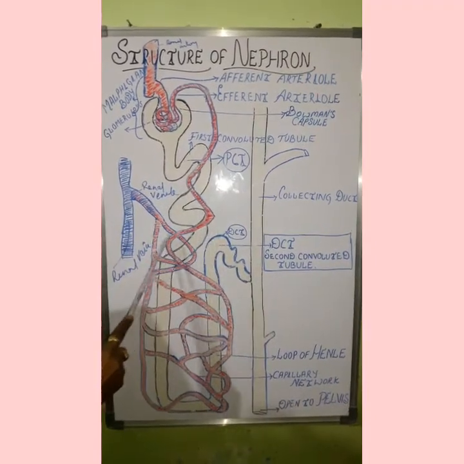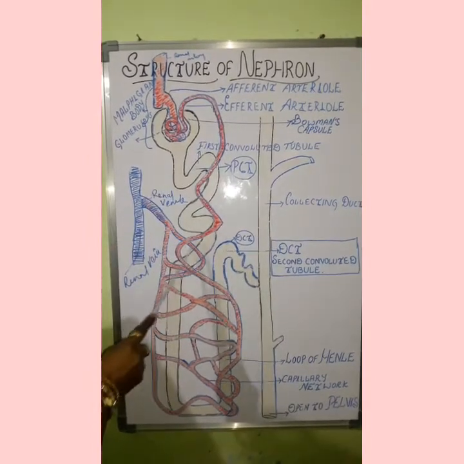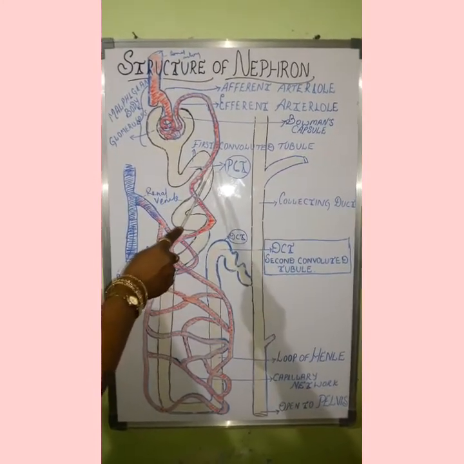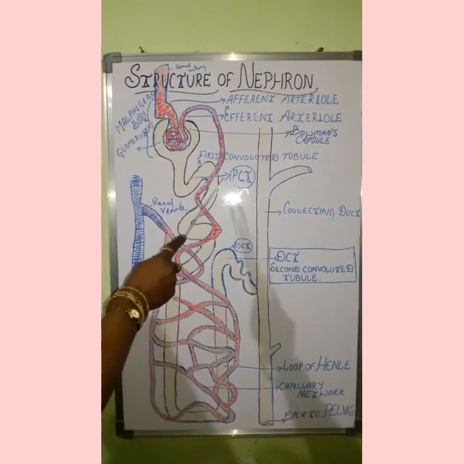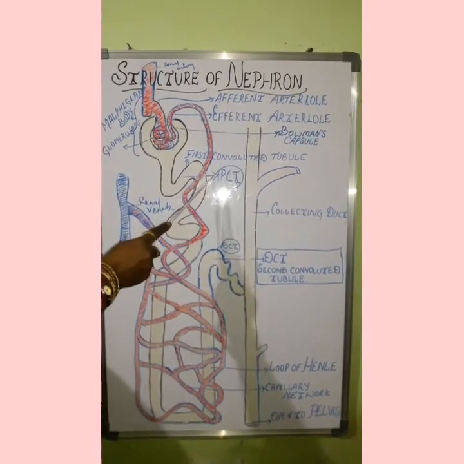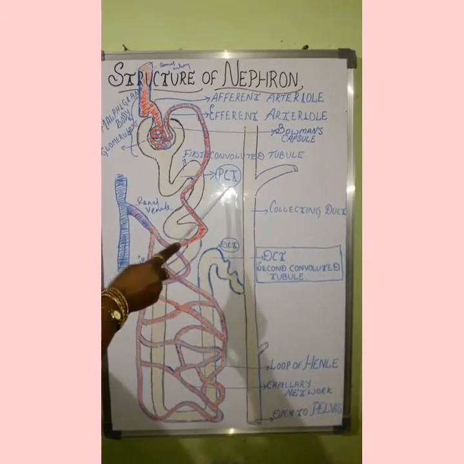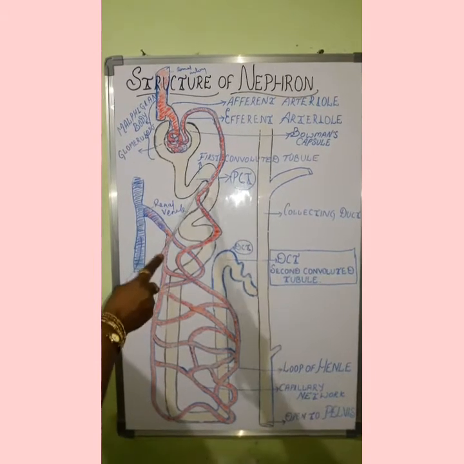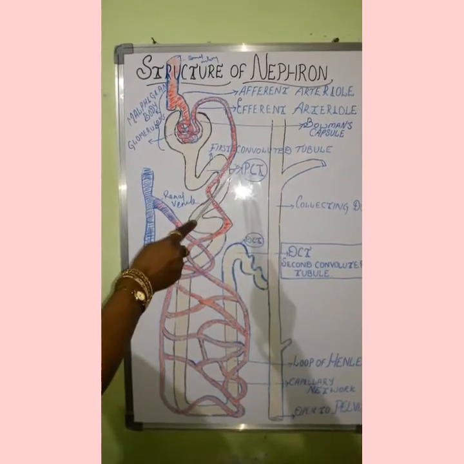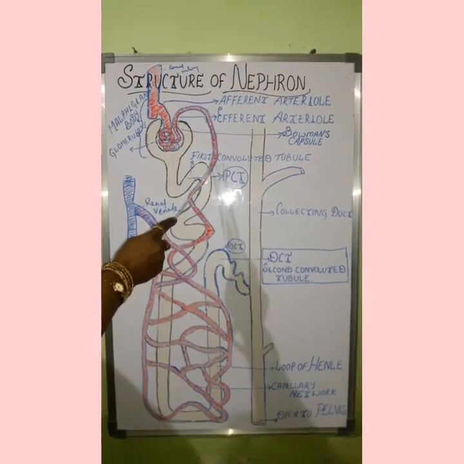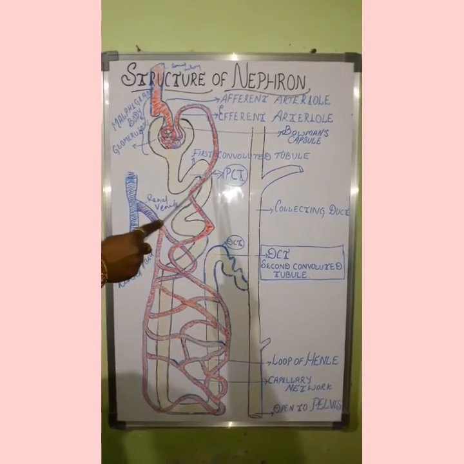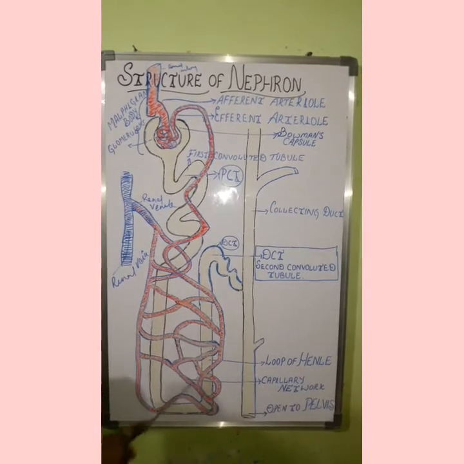The peritubular capillaries around the PCT, that is the proximal convoluted tubule, reabsorb all the useful components of the primary urine, such as glucose, amino acids, vitamin C, potassium, calcium, sodium and chlorides, and it also reabsorbs 75% of the water.